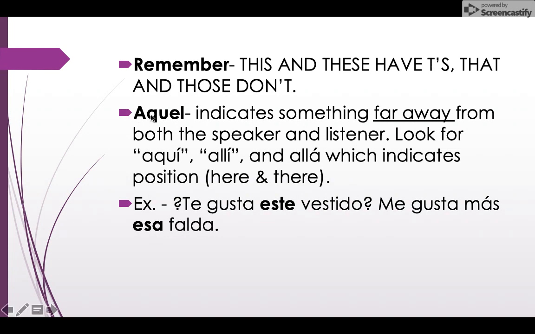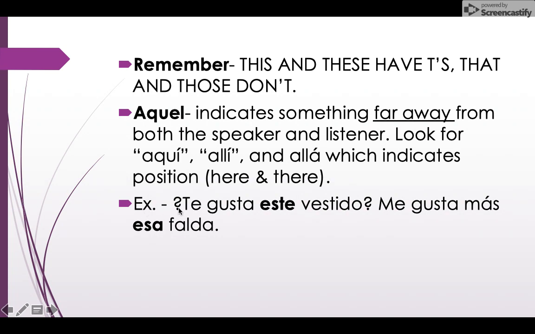Then aquel indicates something that's way far away from you, from both the speaker and the listener. So look for aquí, allí, and allá, which indicate position here and there. When you see allí and allá in a sentence, that should give you a clue that we're going to be using aquel as our demonstrative adjective.